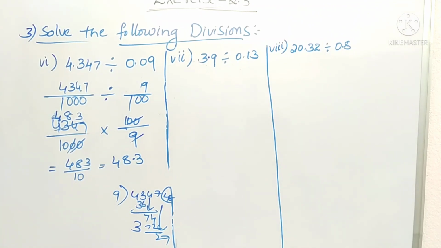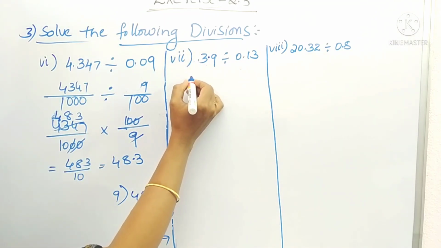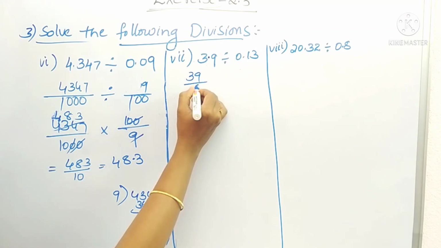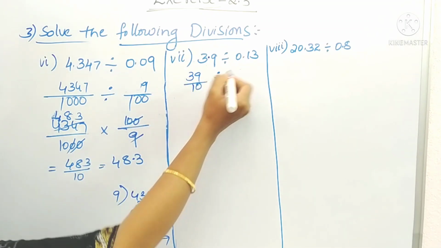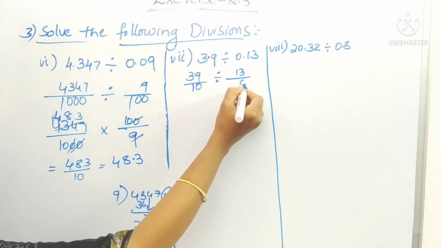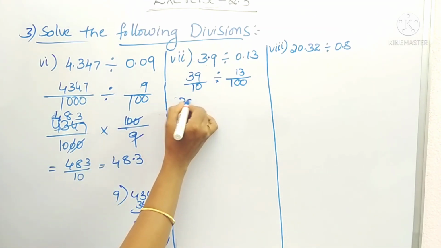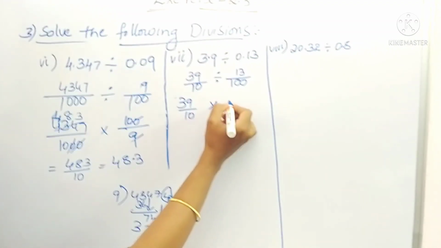Our seventh one, 3.9 divided by 0.13. Here 1 digit is there after the decimal point, right? So remove the decimal point and write 10 and put 1. Okay? Divided by, here 2 digits are there, so remove the decimal point and write 2 zeros and put 1. That is 100. So now 39 by 10, in the place of divided by, write into.